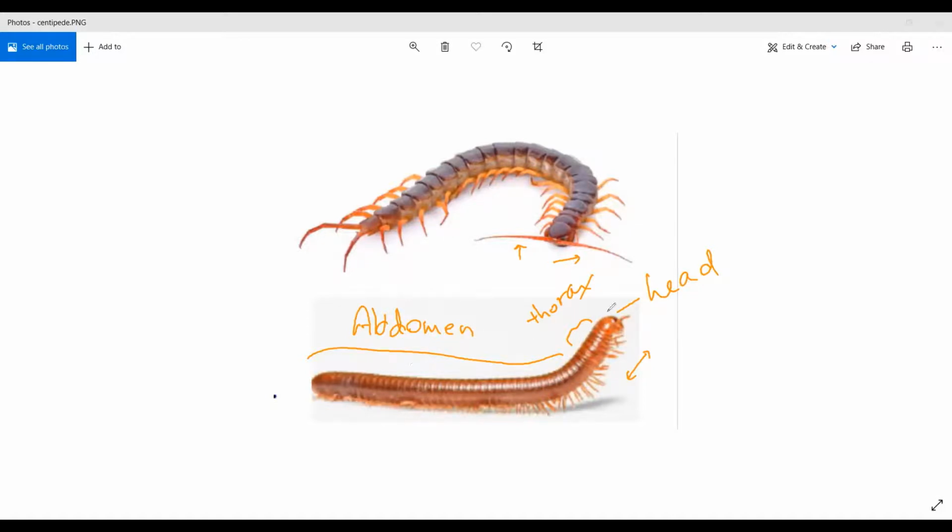The head is somewhat fused with the thorax, but the abdomen is clearly segmented, and as you can see, the eye is simple, just looks like a dot. It's not clear here, it's a black dot. This is the eye, of course, simple eyes.